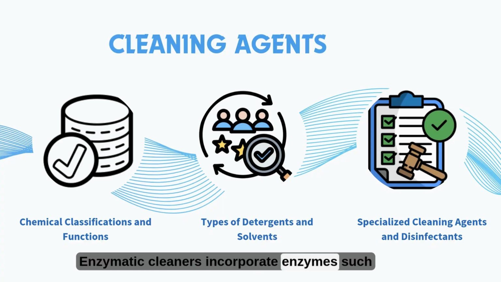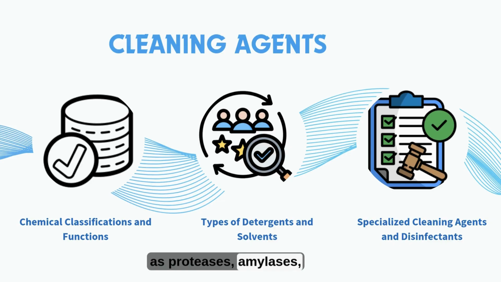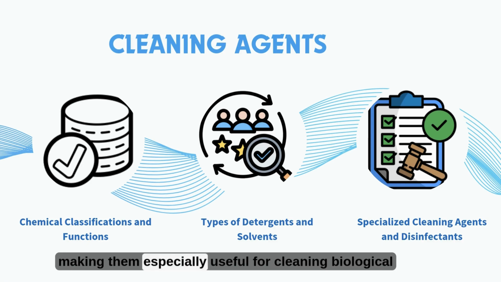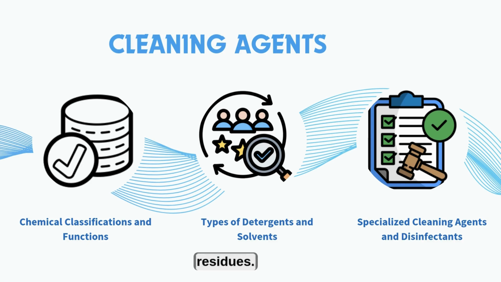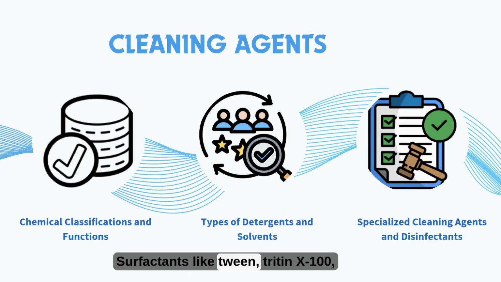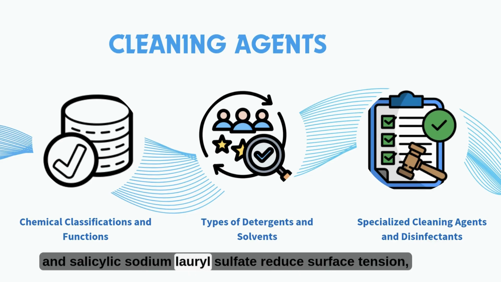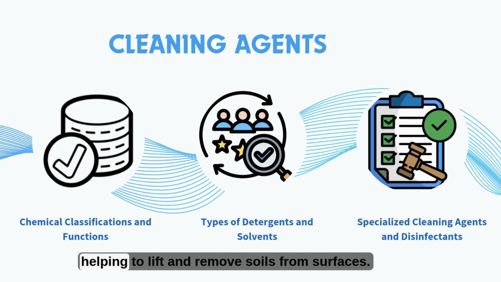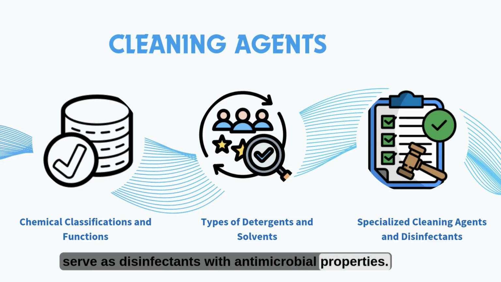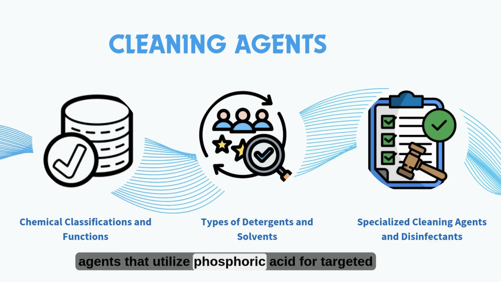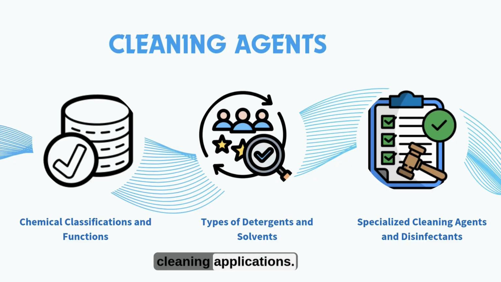Enzymatic cleaners incorporate enzymes such as proteases, amylases, and lipases to break down proteins, starches, and fats, making them especially useful for cleaning biological residues. Surfactants like Tween, Triton X-100, and sodium lauryl sulfate reduce surface tension, helping to lift and remove soils from surfaces. Ammonium compounds, exemplified by benzalkonium chloride, serve as disinfectants with antimicrobial properties. Phosphoric acid-based cleaners are specialized agents that utilize phosphoric acid for targeted cleaning applications.